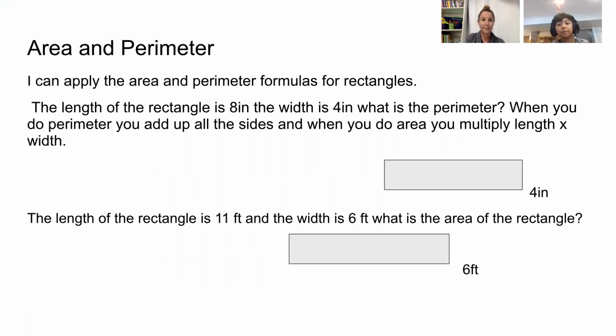Area and perimeter. I can apply the area and perimeter formulas for rectangles. The length of the rectangle is 8 inches and the width is 4 inches. So what is the perimeter? When you do perimeter, you add up all the sides of the shape. And when you do area, you multiply length and width.